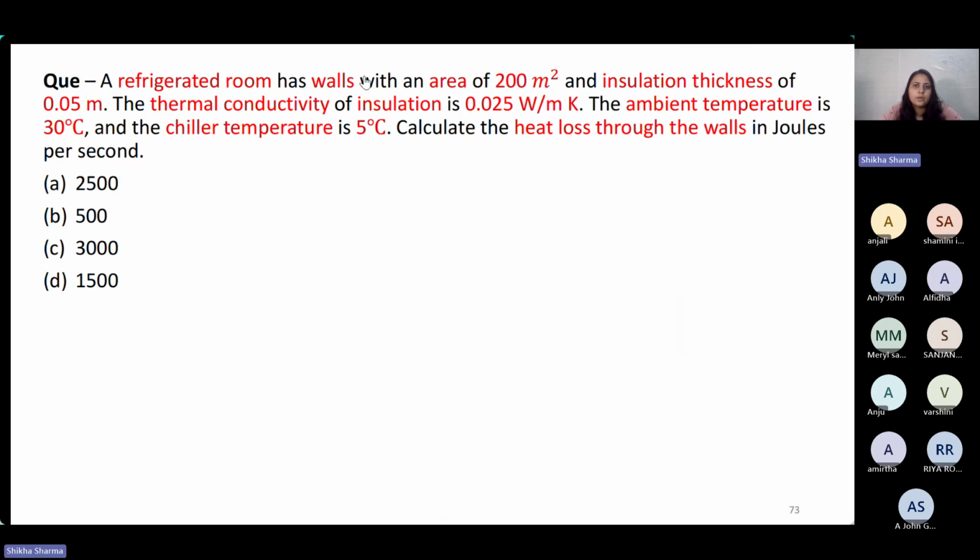A refrigerated room has a wall with an area of 200 meter square and insulation thickness of 0.5 meter. The thermal conductivity of the insulation is 0.025 watt per meter Kelvin. The ambient temperature is 30 degrees Celsius and the chiller temperature is 5 degrees Celsius. Calculate the heat loss through the walls in joule per second. Anyone who would like to calculate?